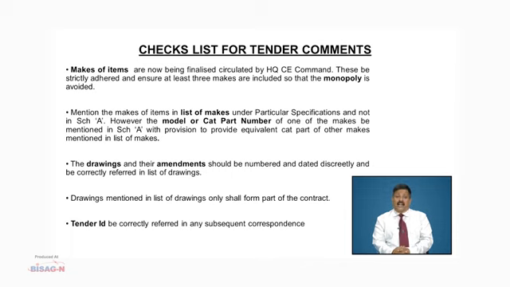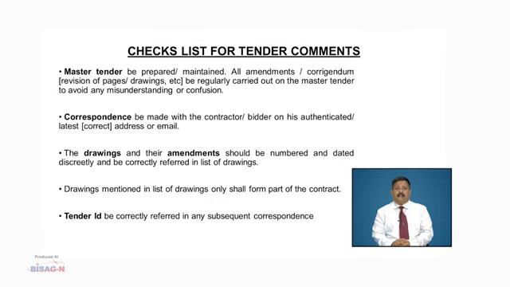The drawings and their amendments are to be numbered and dated discreetly and be correctly referred in the list of drawings. Also, it is ensured that a master tender is prepared and maintained. All amendments, corrigendum, that is revision of pages or drawings, etc., are regularly carried out on the master tender to avoid any misunderstanding and confusion at a later stage.